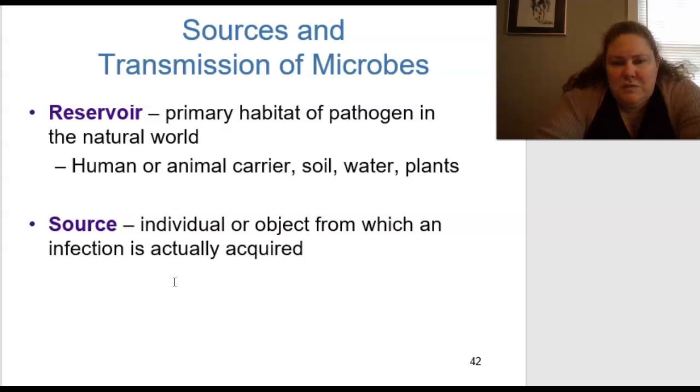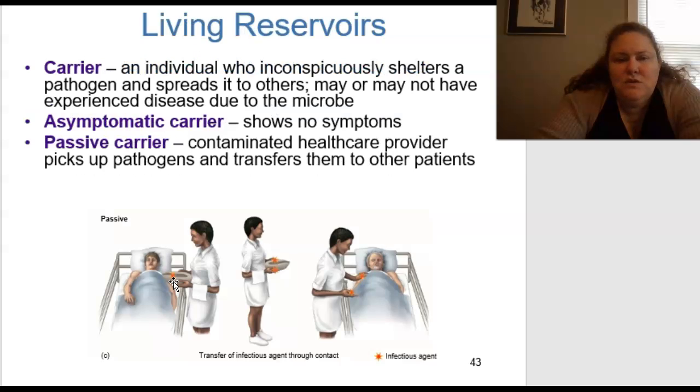What about sources and transmissions of these microbes? Well, you can have a reservoir, and this would be the primary habitat of the pathogen in the natural world. For example, a human or an animal carrier, soil, water, or plants. And then we have a source, and this is the individual or the object from which an infection is actually acquired. Talking about those living reservoirs, we have a carrier, an asymptomatic carrier, and a passive carrier. A carrier is an individual who inconspicuously shelters the pathogen and spreads it to others. They may or may not have experienced the disease due to the microbe.